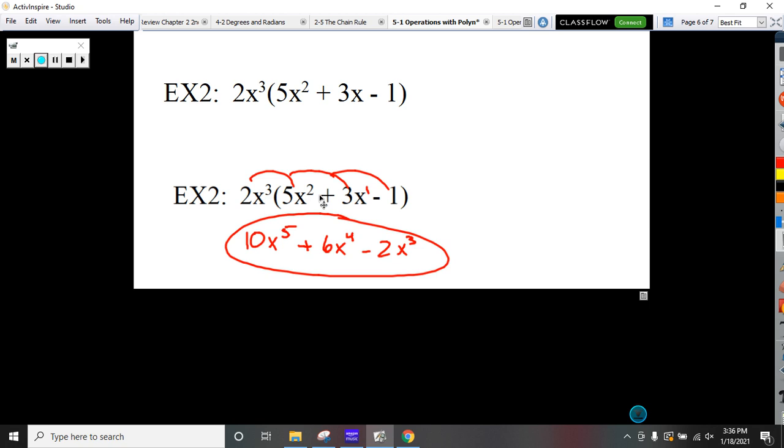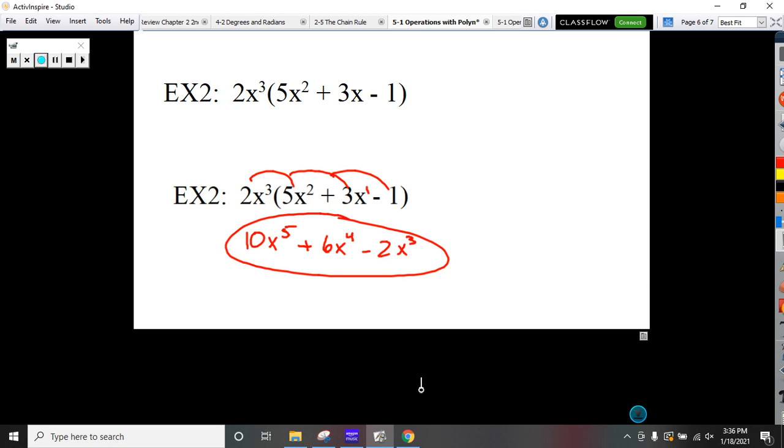Then we take 2x to the third times 3x. So we have 2 times 3, which is 6. X to the third times x becomes x to the fourth. Again, anytime we take an x times another x, the exponent should always increase. Then we take 2x cubed times negative 1. We get negative 2x cubed. So there's our second multiplication.